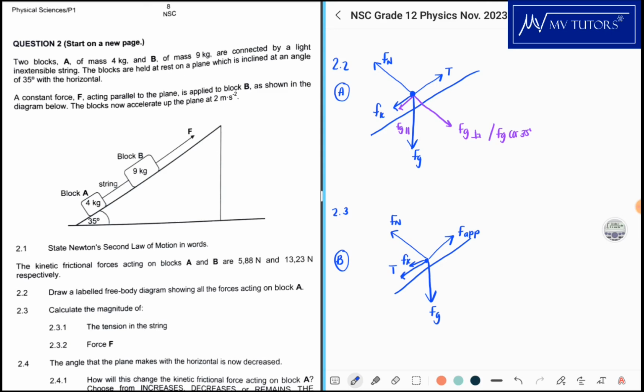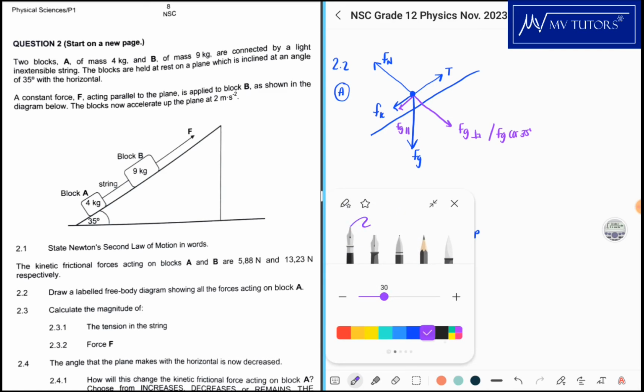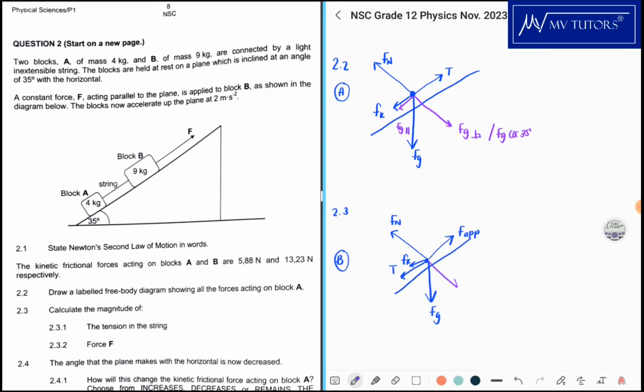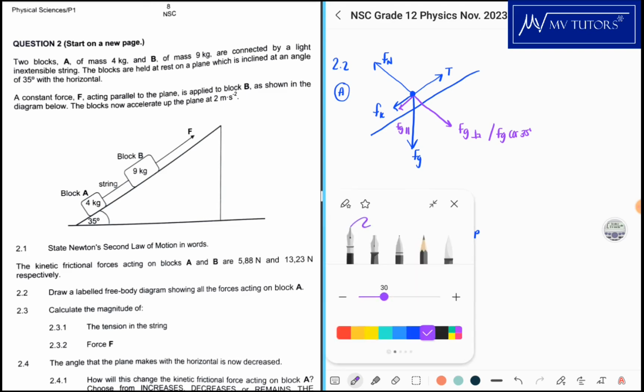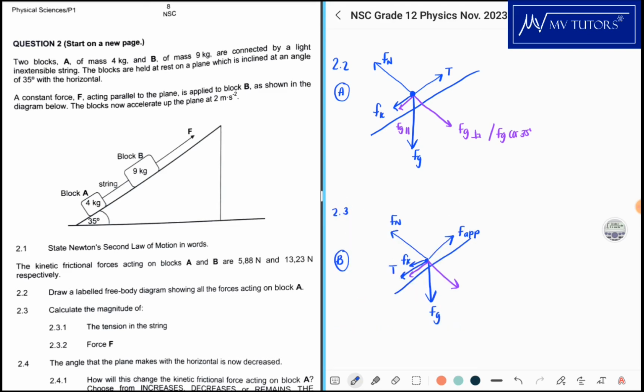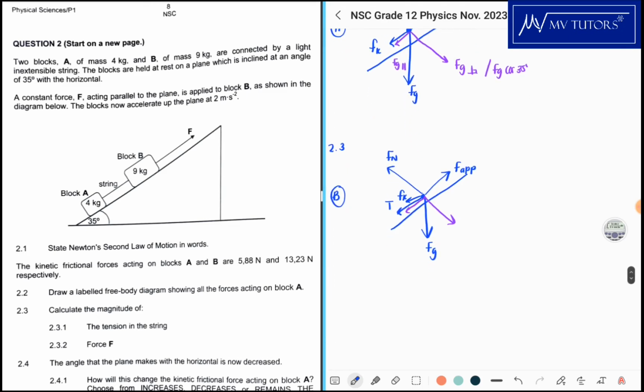Well, if you were to resolve the force of gravity in its components, you would do exactly that. That also forms part. Oh, so many things happening there. So yeah, that's it. But this is not for marks. Remember, this is just you doing it for yourself. Now, if we're going to get the tension in the string, how are we going to calculate that for 2.3.1?